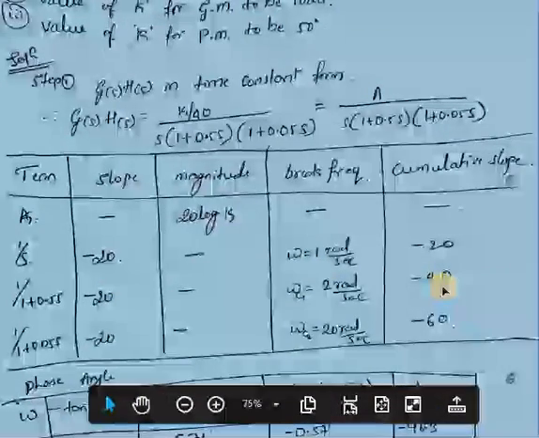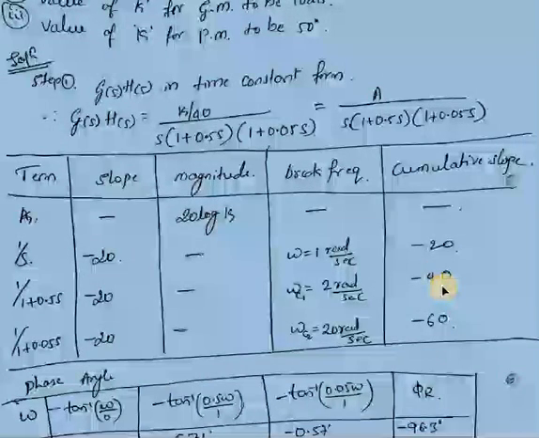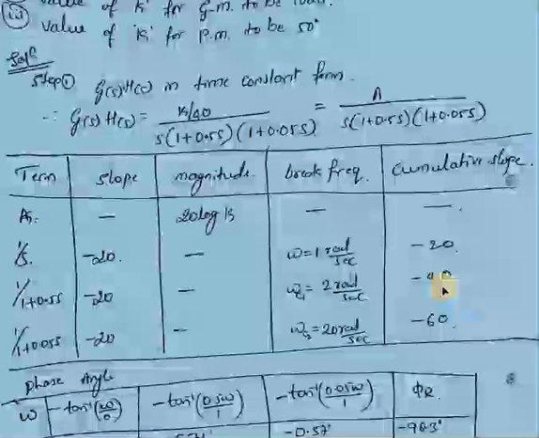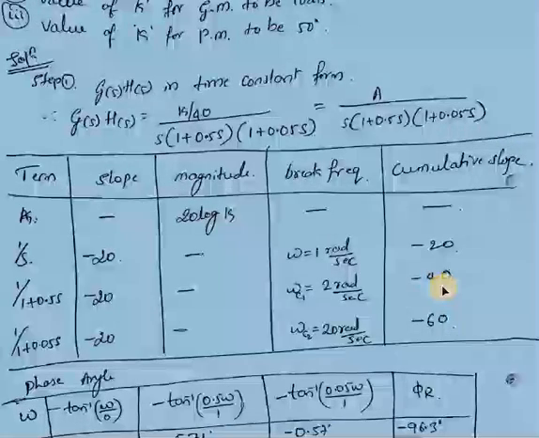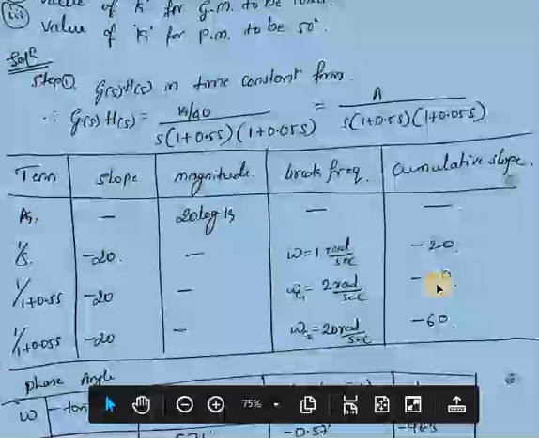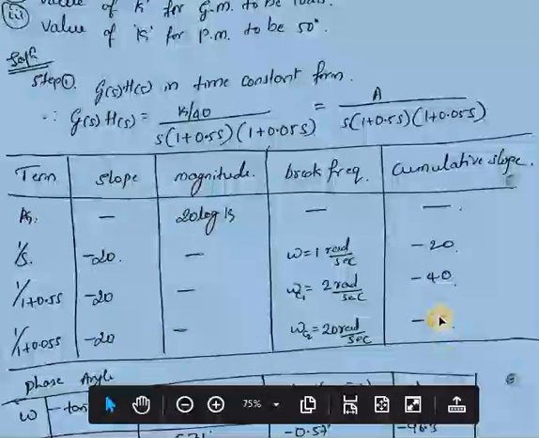Then the third term is 1 divided by (1 plus 0.05s). So the slope will be minus 20 for that. So omega c2 will be 1 divided by 0.05, that is 1 divided by T2. So the omega c2 value is 20 radian per second. And the cumulative slope will be minus 40 and minus 20, which is minus 60.